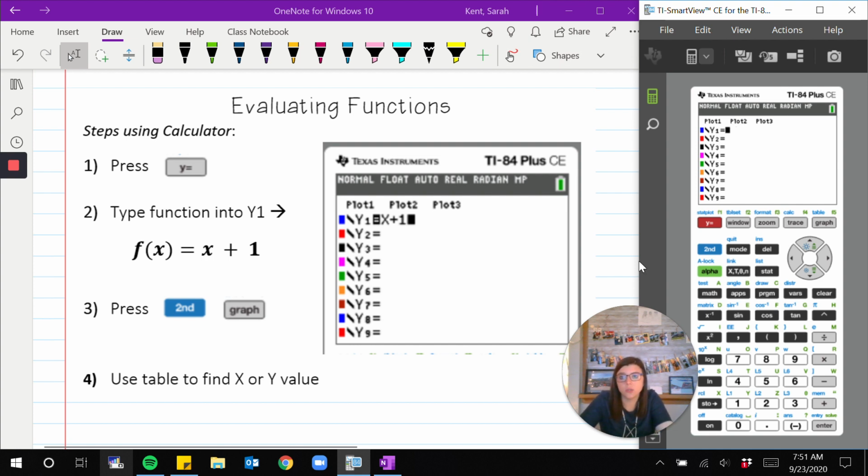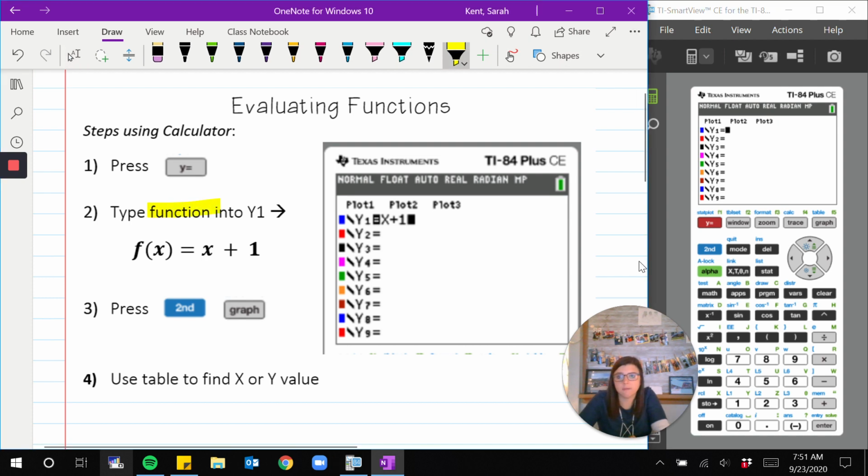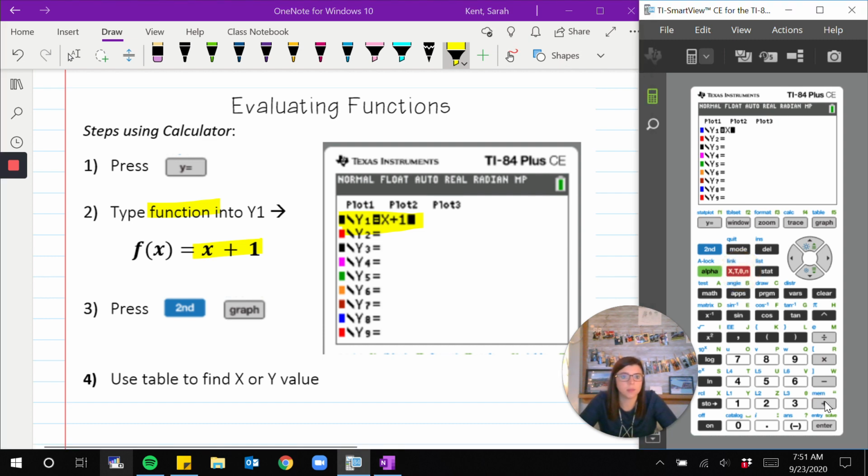So step 2 is type the function. So whenever I see the function, that's this part right here, into y1. So it's going into this top slot. So on my calculator, I'll type what I see, x plus 1. So I'll type in x plus 1.